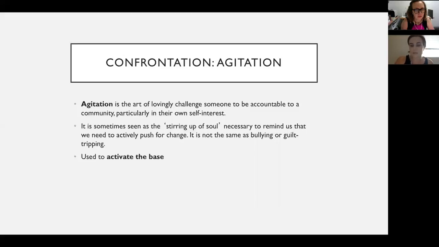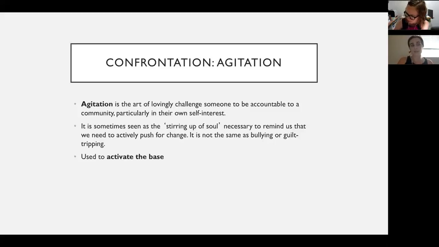Now, it's not the same as bullying or guilt tripping. Very important. It's used to activate the base. So if you're agitating a base, you might be assertive or negative or be trying to pick people apart. Like Alinsky style agitation, there's an emphasis on trying to actually toughen up organizers by agitating them. So you look for their weak spots and you push on them because you want to toughen them up.